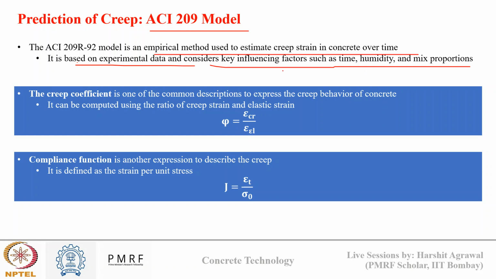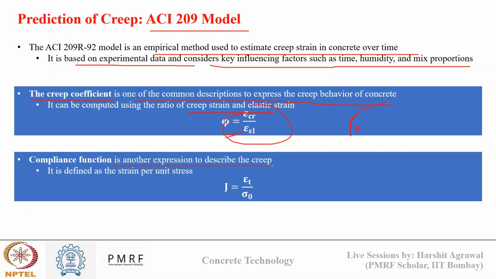Now, when talking about quantifying creep, there are two terms that are commonly used. One is creep coefficient and one is compliance function. The creep coefficient is one of the most common descriptions to express creep behavior in concrete, and it is computed as a ratio of creep strain to the elastic strain. Elastic strain is the initial strain that occurs when load is applied to concrete due to the elasticity modulus of concrete, and the creep strain is the strain that grows over time under sustained loading. So the ratio of creep strain to elastic strain is known as the creep coefficient.